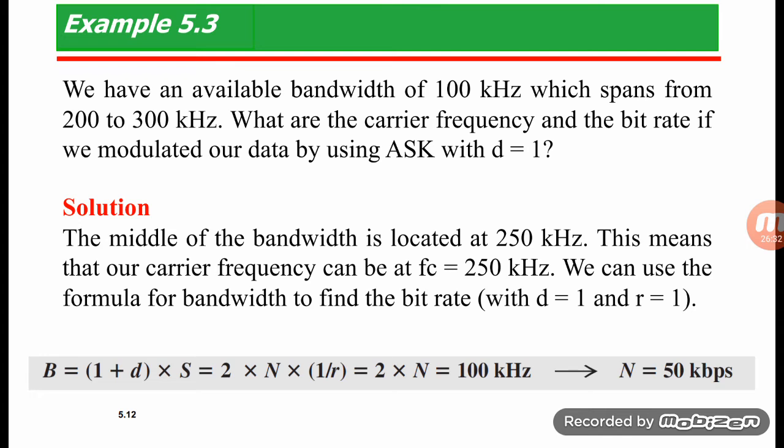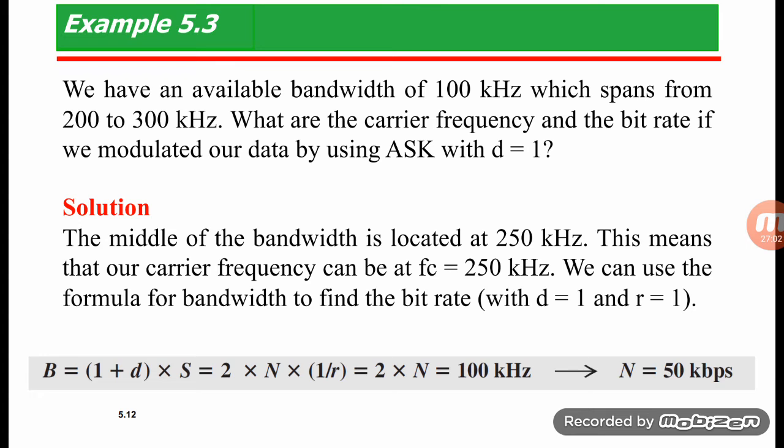Do you understand this first sentence? What is he trying to say? Yeah, it starts from 200. Exactly. It means that the bandwidth starts from 200 and goes up to 300. So the bandwidth is 300 minus 200, which is 100. That's what he's saying. What are the carrier frequency and the bit rate if we modulated our data by using ASK with D equal to 1?